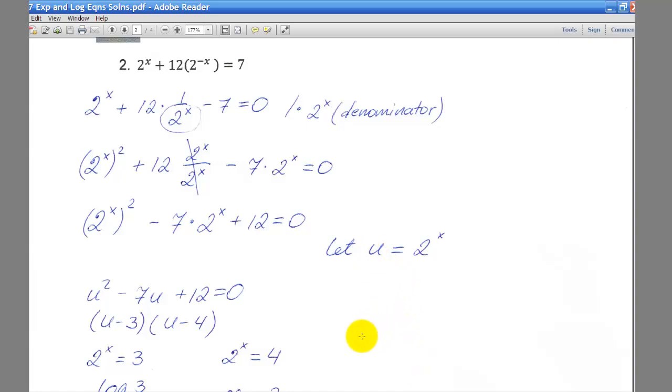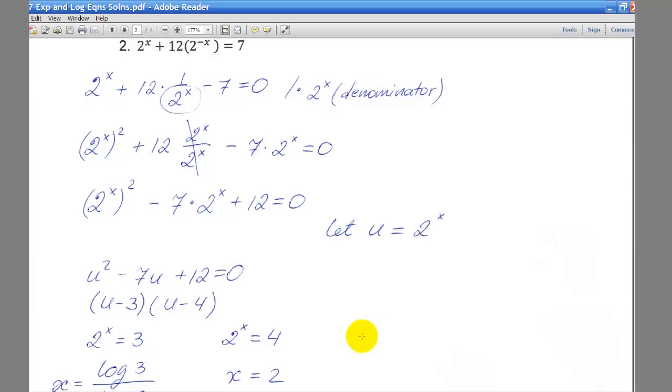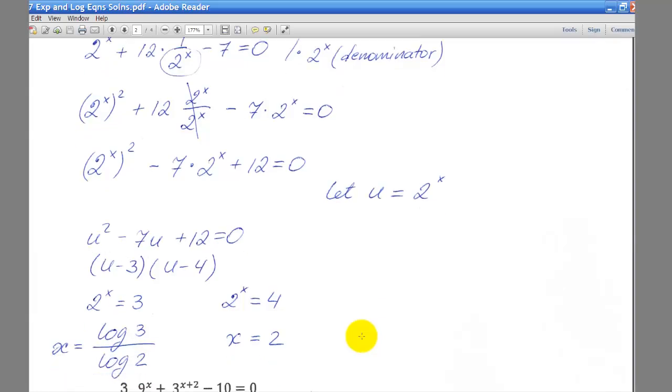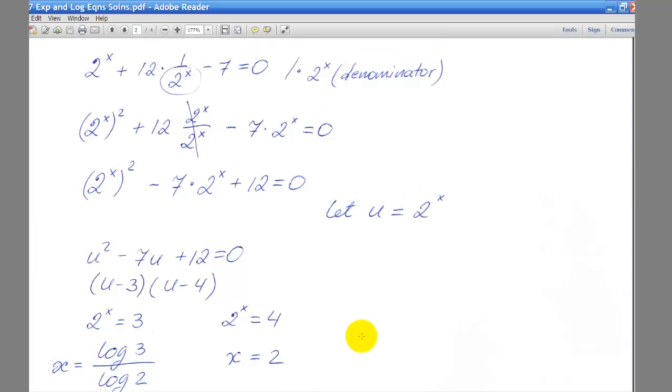Now u was 2 to the power of x, so I'm going to substitute it back. So 2 to the power of x equals 3. X from here equals log 3 over log 2. 2 to the power of x equals 4. X equals 2.